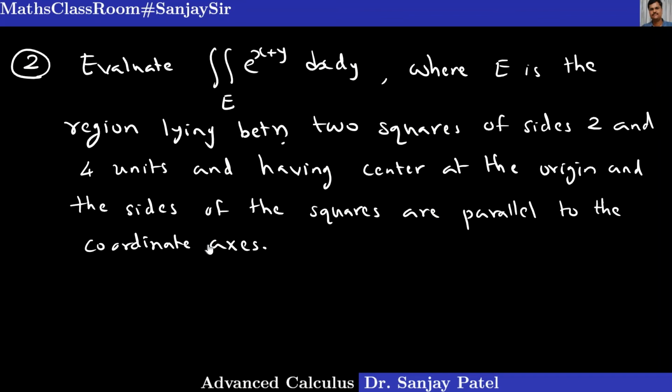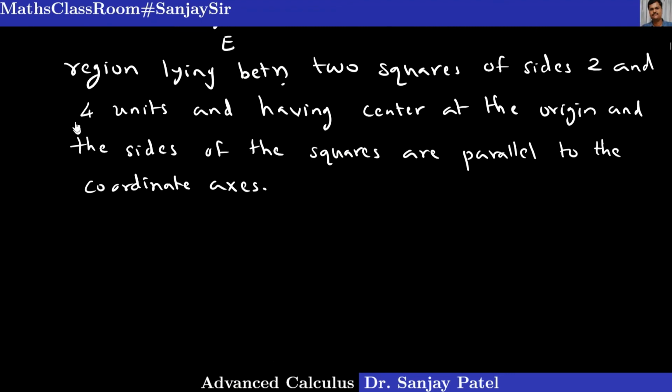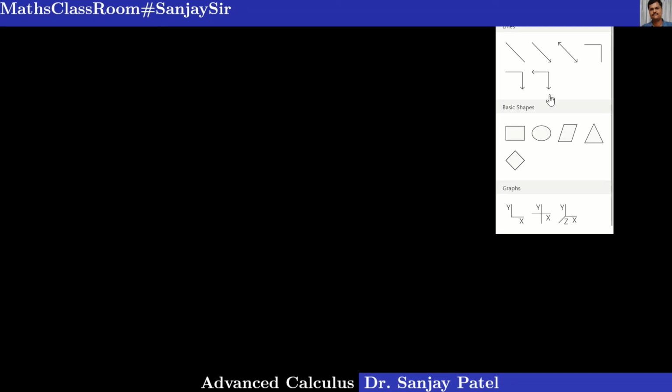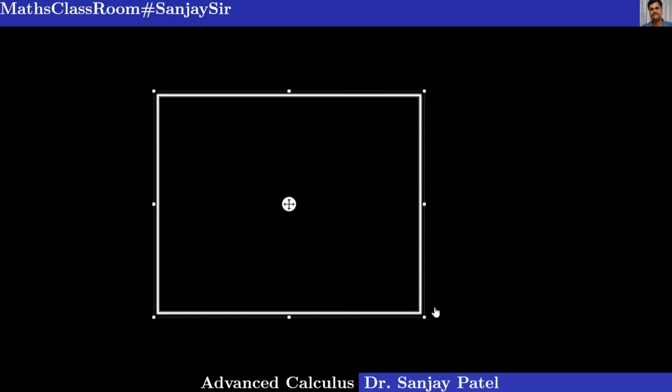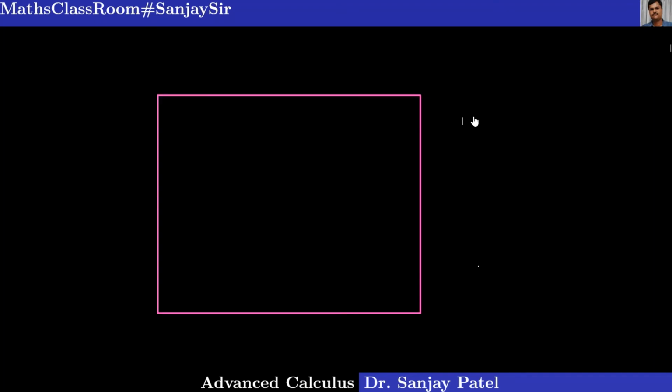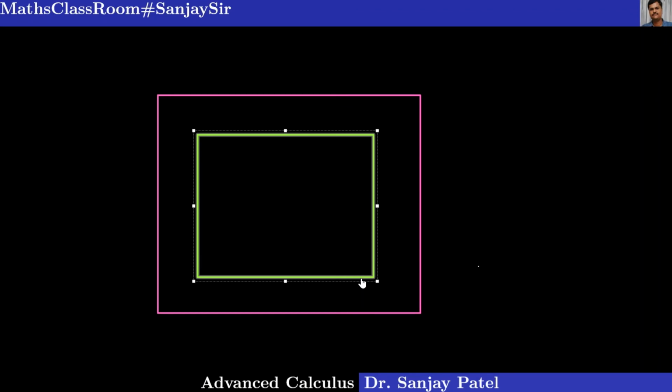So there are two squares, and one is of side length 2 and the other is of length 4 units, and we have to consider the area between these two squares. So let me draw the two squares first. Say one square is this, okay, and another square which is this. Both the squares have the sides parallel to the coordinate axis and having center at the origin.